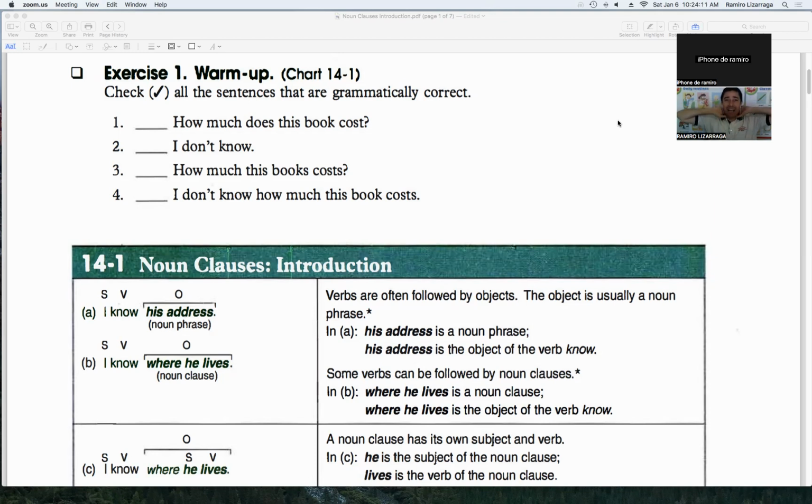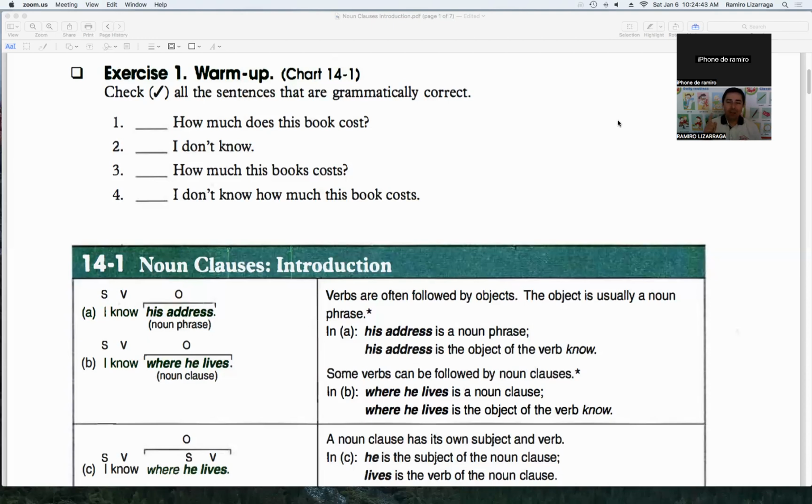We had been working a lot with adjective clauses. I think pretty much three months we worked with adjective clauses. We did many videos, we recorded many videos, I uploaded many videos about adjective clauses. But now, this new year, we are going to begin working with this topic, noun clauses.